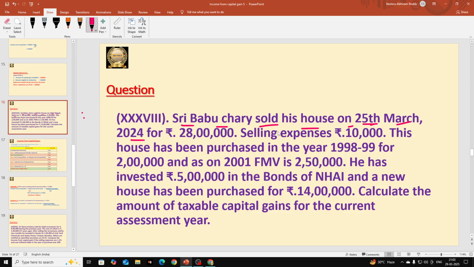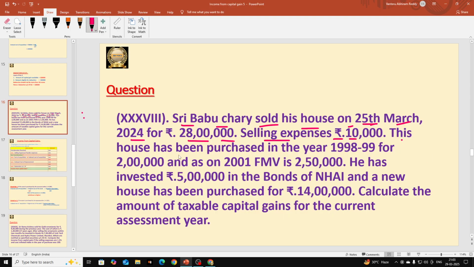Our previous year starts from 1st April 2023 and ends on 31st March 2024. So our assessee sold this house during the previous year period for how many rupees? For 28 lakhs. So this is the selling price. Selling price is called consideration received. Next, selling expenses 10,000. Selling expenses are always given as deduction from consideration received while calculating income from capital gains. So 10,000 is selling expenditure and we are going to treat it as transfer expenditure. Selling expenses, transfer expenses, both are same.